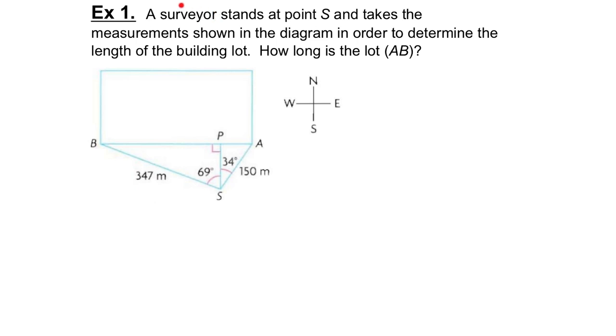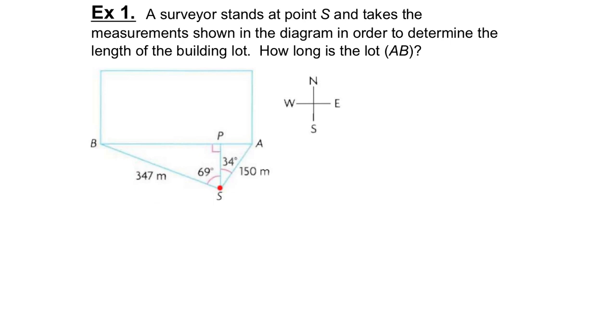If you don't know what a surveyor is, look it up. A surveyor is a person who surveys the land. They take measurements so that at a construction site, for example, they can know how high a hill is, the distance between 2 points, things like that. So S is the point where the surveyor is standing. If we follow this diagram, here's the building lot. The goal is to figure out how long the building lot is from A to B. That's what AB means. So our goal is to find the distance from A to B.